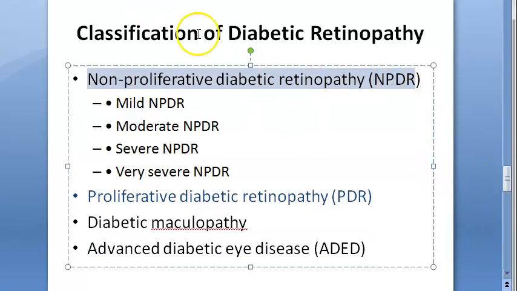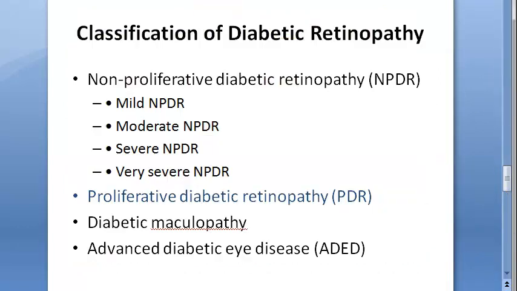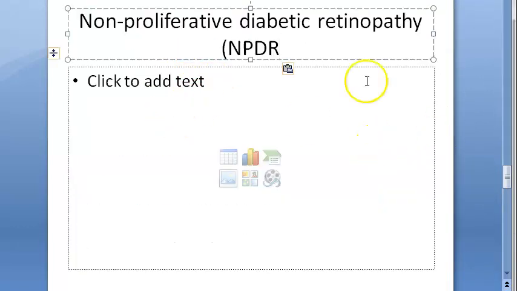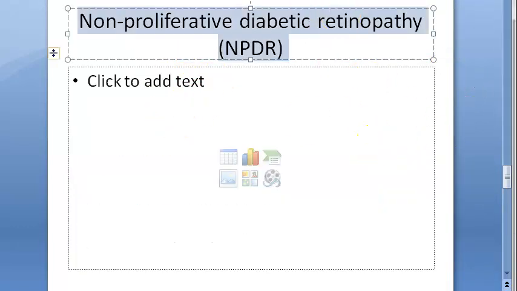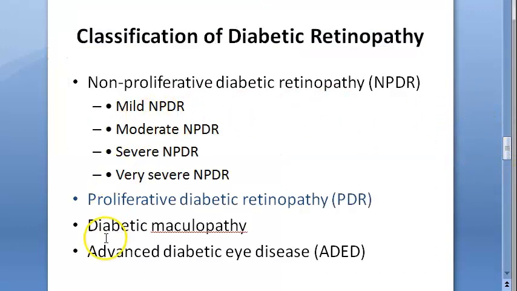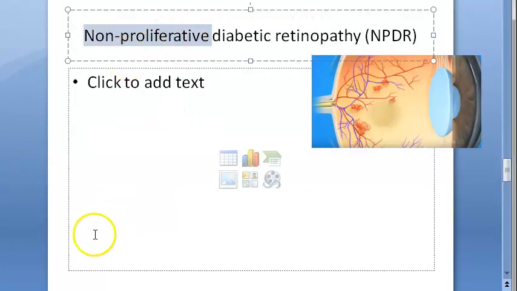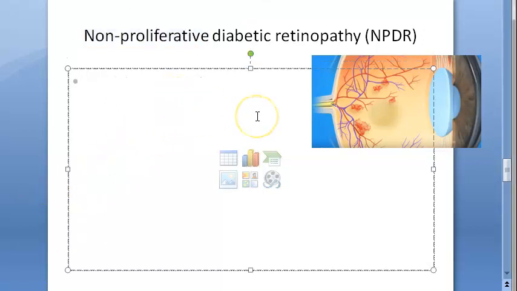In this itself you have so many stages: mild, moderate, severe and very severe. So non-proliferative diabetic retinopathy. What do you mean by proliferation? Proliferation usually means growth. So basically here there is no growth of new blood vessels. So let us say this is non-proliferative diabetic retinopathy. So what will be the features?